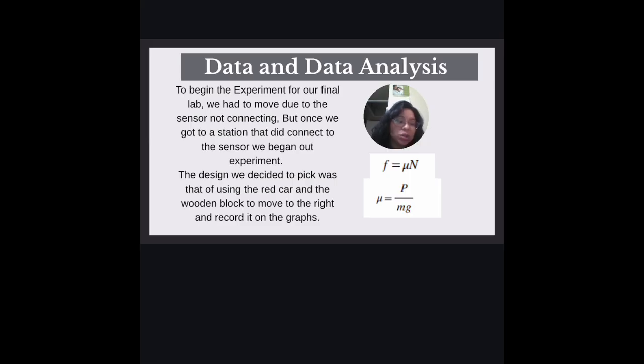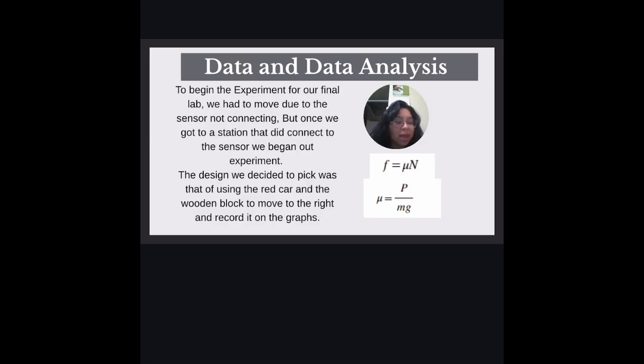F is friction, which could be static or kinetic, depending. Static is just when the object does not move, and kinetic is when at least one of the objects is moving. So the red car was moving. And then it equals mu, which is the coefficient of friction, times our normal force, the force perpendicular to the surface of contact. The force perpendicular to that would be what's pulling it down, which is our gravity. And then our normal force, the way we find that, is our mass times the gravity.